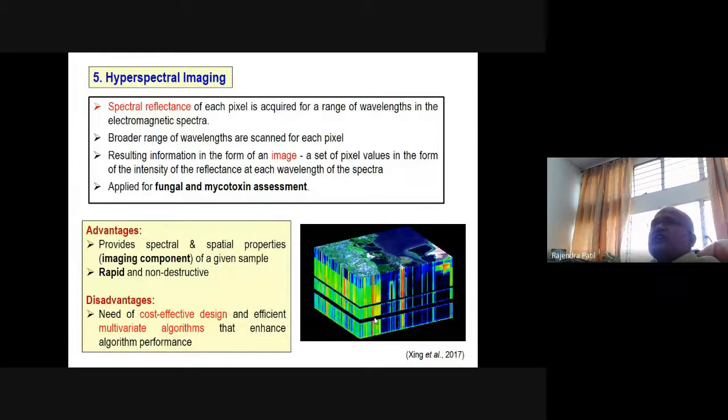Then the last technique is hyperspectral imaging. In hyperspectral imaging, the spectral reflectance of each pixel is acquired for a range of wavelengths in the electromagnetic spectra.